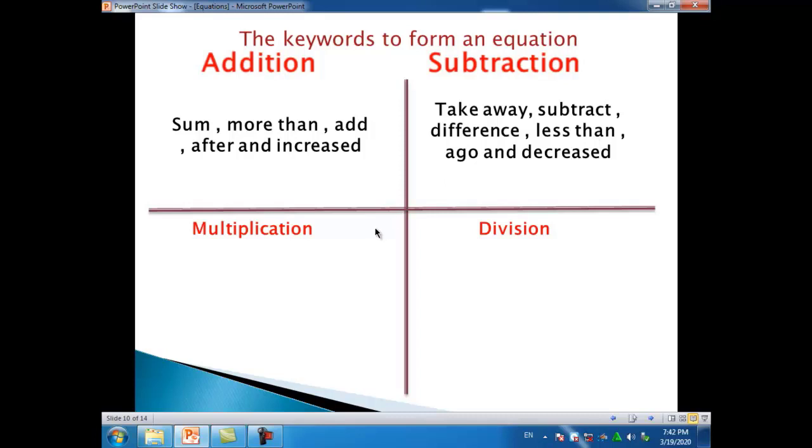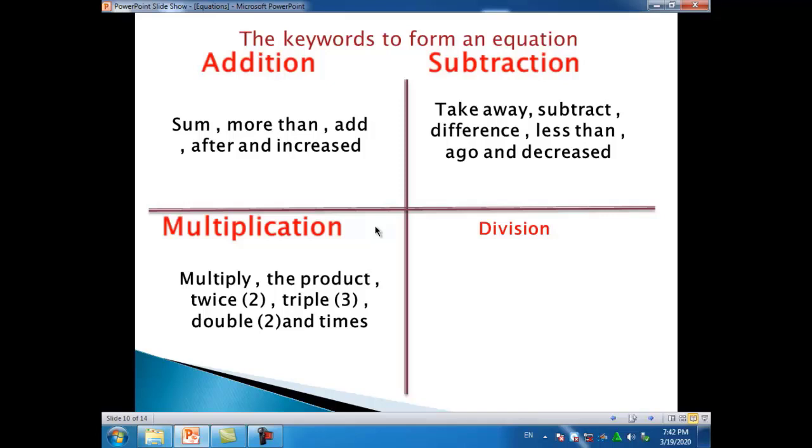Now, multiplication, yes: multiply, the product, twice. When we hear twice, you must put 2 beside the symbol. Treble, you must put 3 beside the symbol. Double, you must put 2 beside the symbol. And times. Division, yes, it's only 2 words: divided and quotient.